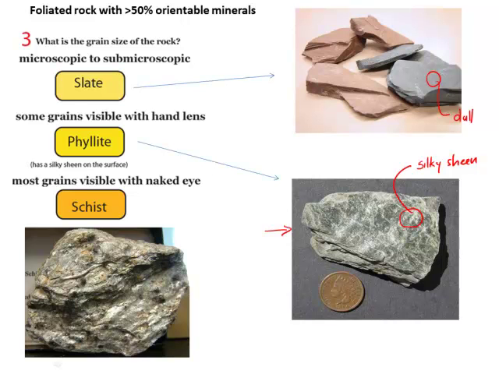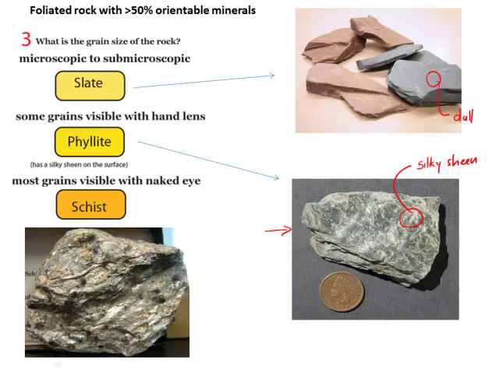So to recap, the distinction between the slate and phyllite is that the phyllite is slightly coarser grained. In all other respects they can look very similar, so they both have very perfect foliations.